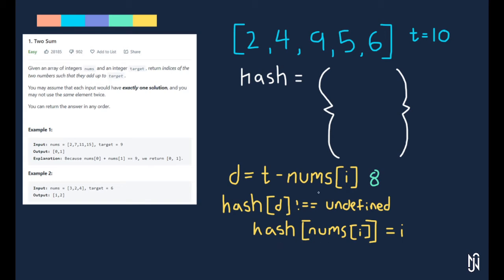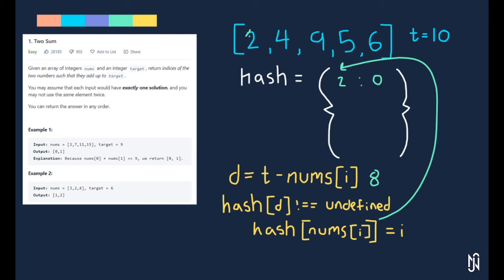So in this case, does hash 8 exist? It does not. Our hash is empty. So we're going to add nums[i] to the hash. And right now, nums[i] is 2. And we're going to give it the value of i, which is 0.